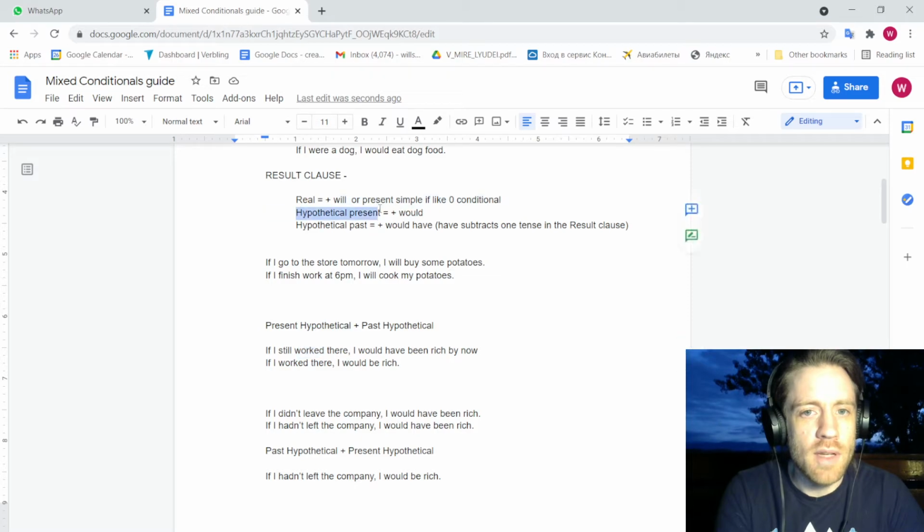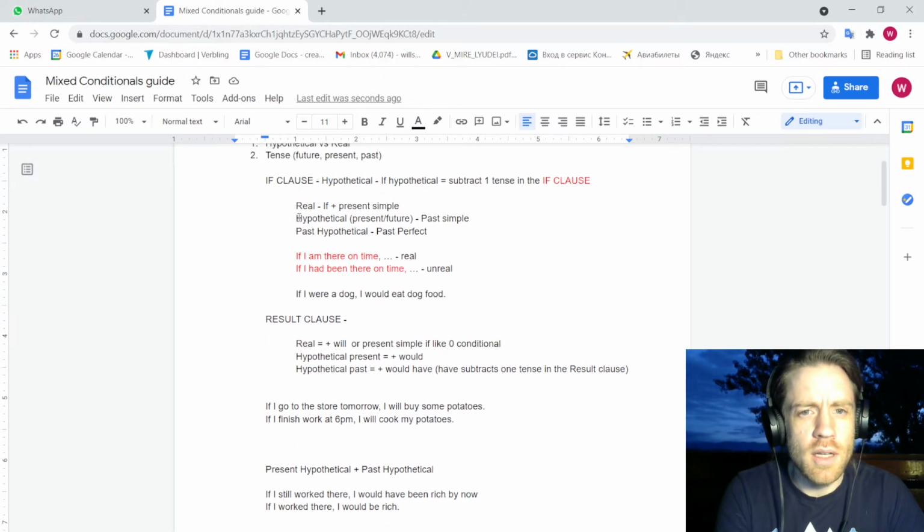So this is a hypothetical, or sorry, this is the if clause. So we go up here, look at "if". We have past simple, which is here. So that means this is a hypothetical present situation, okay? Makes sense? That's what we have here.